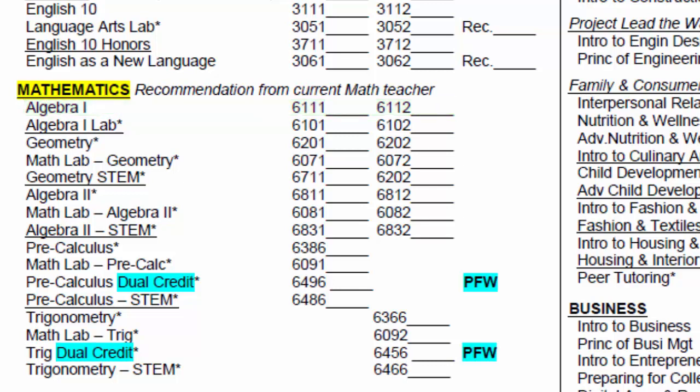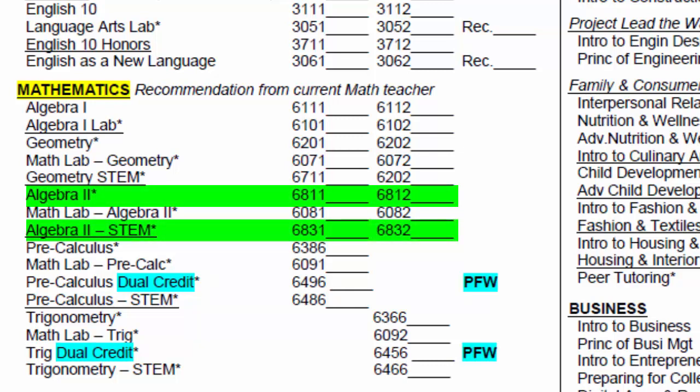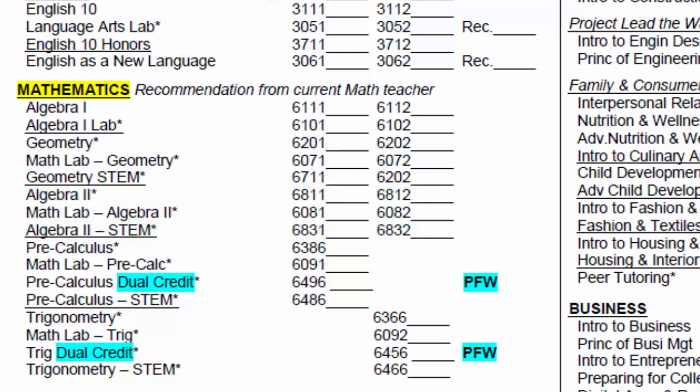If you took Geometry or Geometry STEM freshman year, you will choose Algebra 2 or Algebra 2 STEM. Algebra 2 is for those students who want to pursue a four-year degree but not in a math-intensive field. Algebra 2 STEM is for those students who want to pursue a four-year degree in science, technology, engineering, or math. Throughout this course, you are expected to complete some assignments and tests without the use of a calculator.